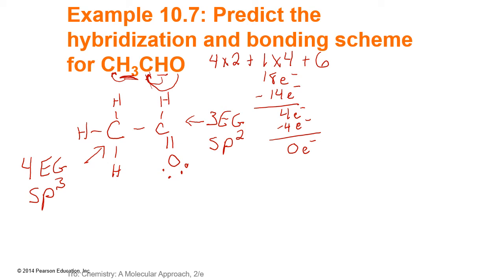If we count our bonds, every single bond is a sigma. So our first carbon has 4 sigma bonds. Each single bond is a sigma. If we look at the second carbon, we've got another sigma to the hydrogen. We have 1 sigma to the oxygen and 1 pi. So we have a total of 6 sigma bonds and 1 pi bond. So when we say bonding scheme, we're talking about how many sigma and pi bonds there are.